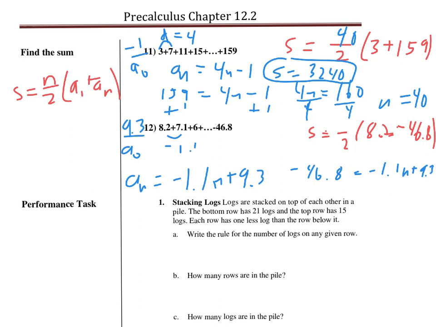I'm going to subtract my 9.3 over, so negative 46.8 minus 9.3. It's going to give me negative 56.1 equals negative 1.1n. And so divide that by negative 1.1, and n is going to be 51. All right, so I can type that in the calculator: 51 divided by 2, parentheses, 8.2 minus 46.8. And so I get the sum is negative 984.3.